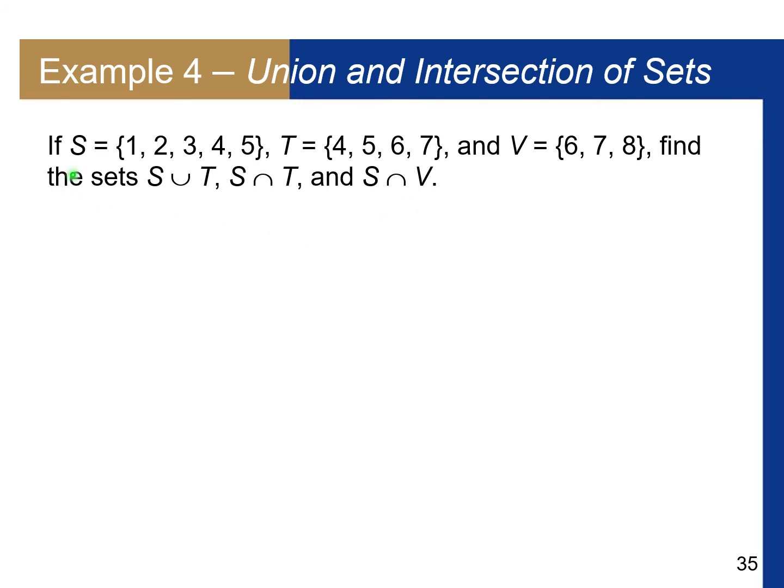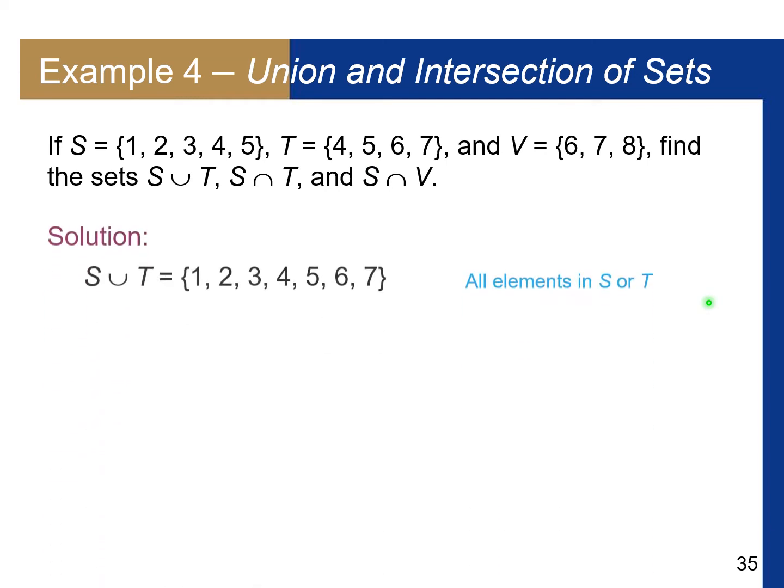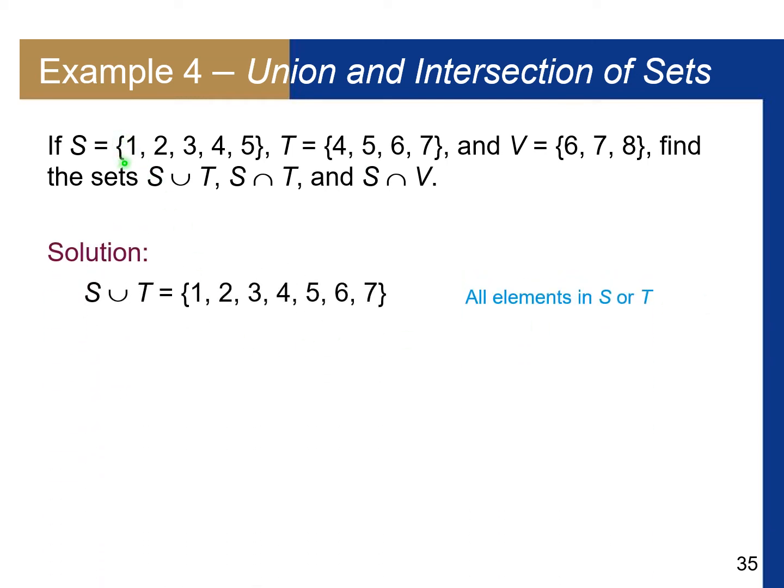Here we have three sets. We have S, 1 through 5, T, 4 through 7, and V, 6, 7, 8. And these are all whole numbers. So if we want to find the union of S and T, we're going to combine the two of them. So I would take everything in S and then whatever else is in T that wasn't also in S, and I would list them. So that would be my union.